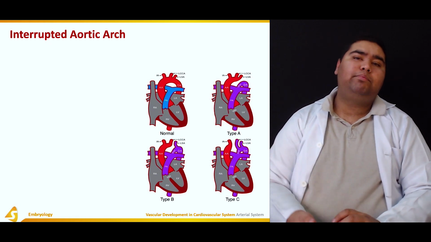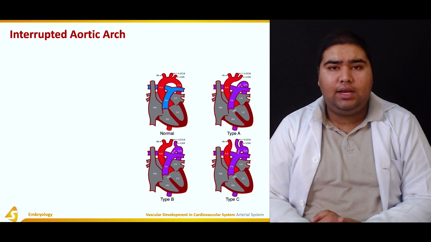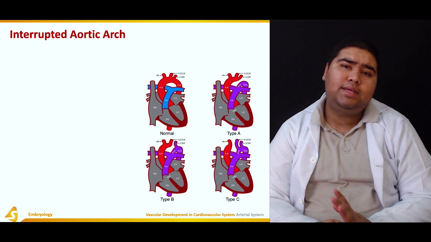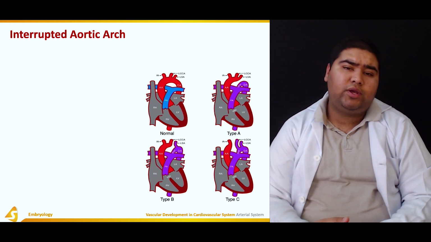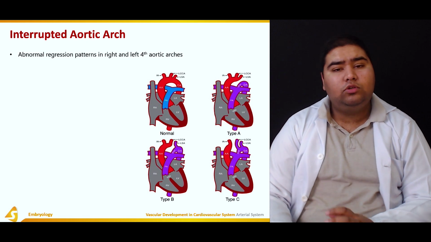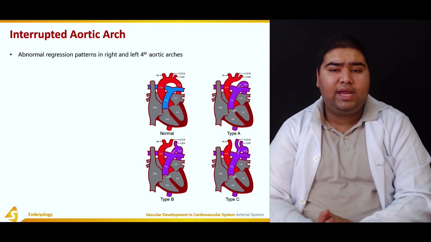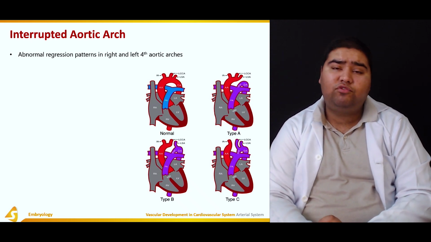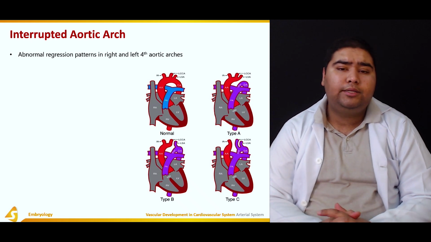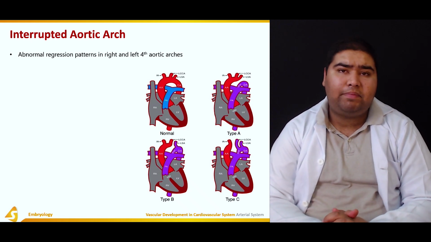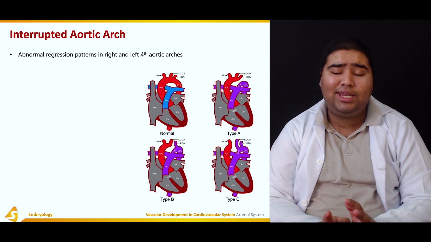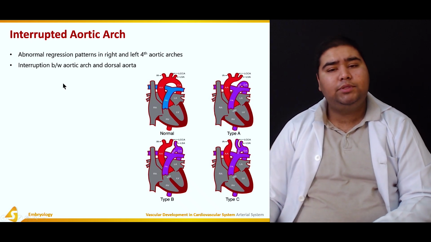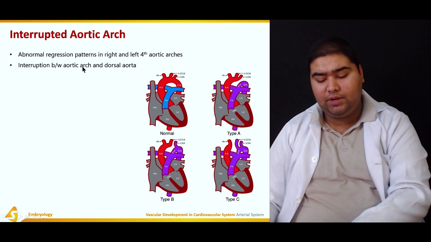Now what is an interrupted aortic arch? As is evident from the name, the development of the aortic arch has been interrupted and there is a misconnection or a discontinuation within the aortic arch. So, abnormal regression pattern in the right and left fourth aortic arches. Obviously the aortic arch was formed by the right and left fourth aortic arch. So any abnormal regression pattern in the arches may result in the faulty development of the adult aortic arch. So there's interruption between the aortic arch and the dorsal aorta, pretty obvious.